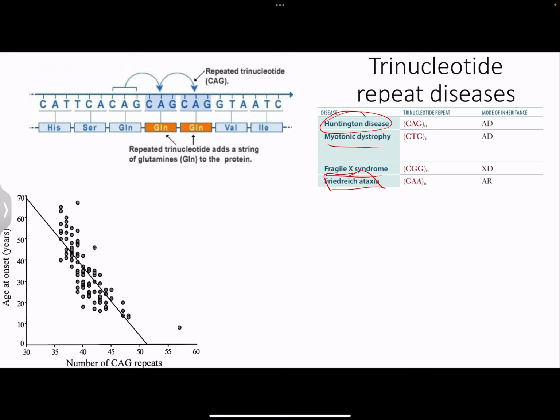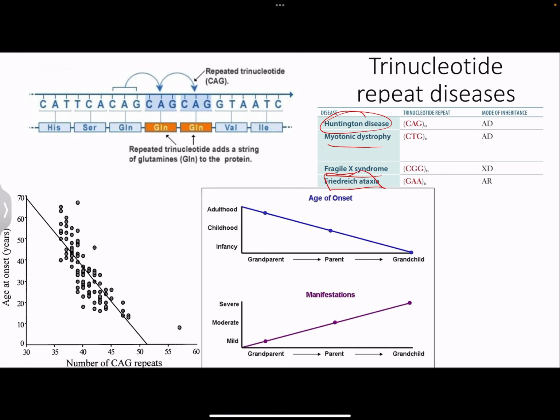And it's not just the more repeats you have, it also happens to be the case that typically as you accumulate repeats, it's easier for your body to produce more repeats. So over the generations, the grandpa might have 40 CAG repeats and have mild Huntington's, and then their kid will have 52 repeats and have moderate Huntington's, and their kid will have 74 CAG repeats and have a severe phenotype.